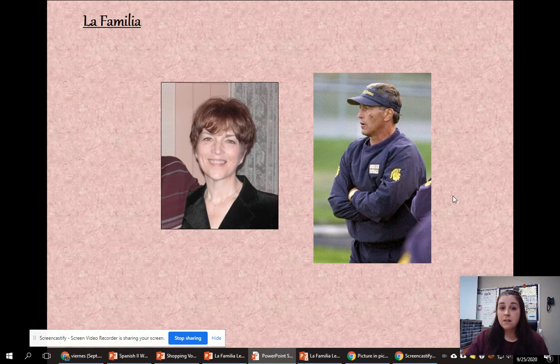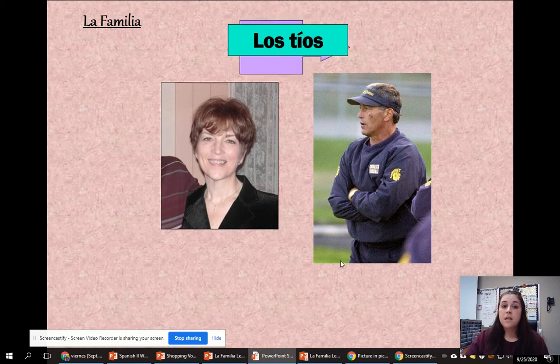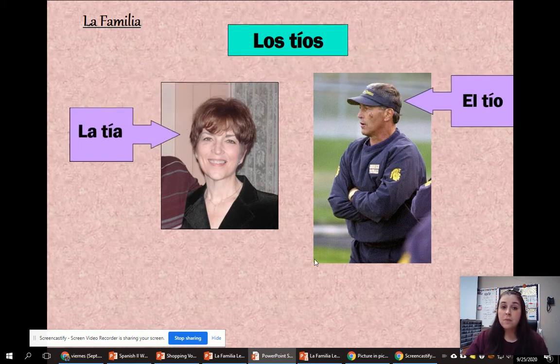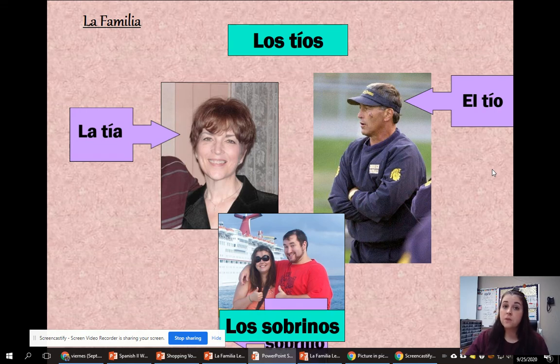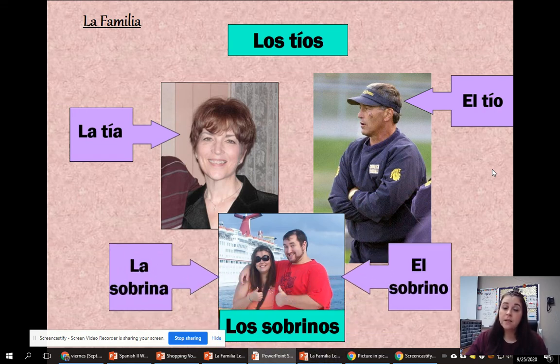These are my aunt and uncle. So aunts and uncles are los tíos. Separating them, we've got the feminine form, aunt, la tía, and uncle, el tío. And then mi hermano y yo, we would be their niece and nephew. So nieces and nephews are los sobrinos. So niece is la sobrina, nephew, el sobrino.